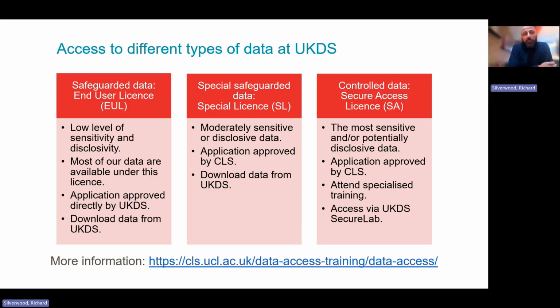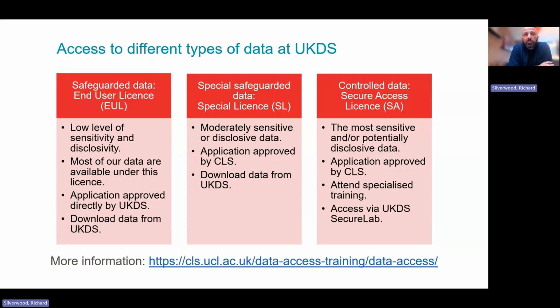Starting on the left here, the lowest risk are what we call safeguarded data. These are available from UKDS under what's called the end user license. As I say, these are the lowest level of risk. The vast majority of our data are available under this license. Access is very straightforward, almost instant, and we'll go through the step-by-step process of how you would do this in the next few slides. The application is approved directly by UKDS, and then you download the data from UKDS. They're available to use on your machine locally.